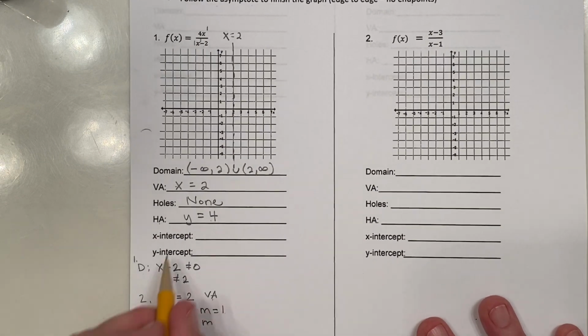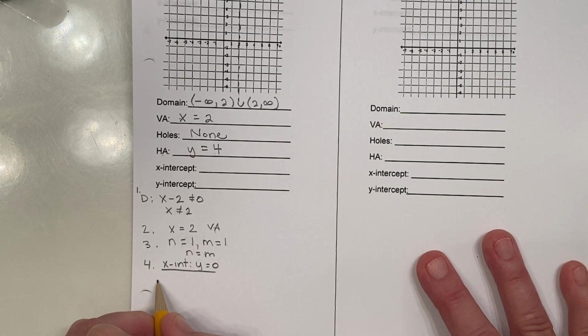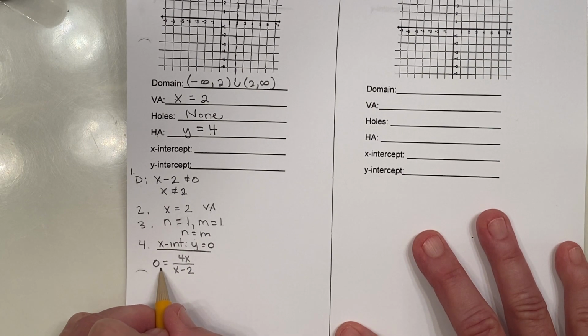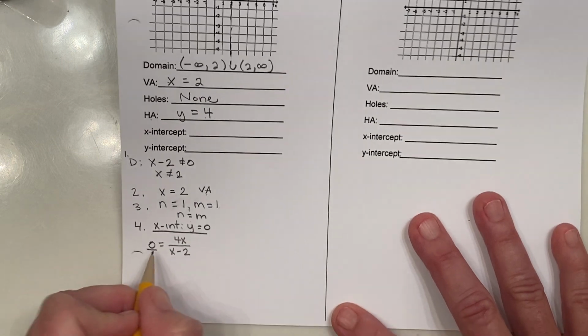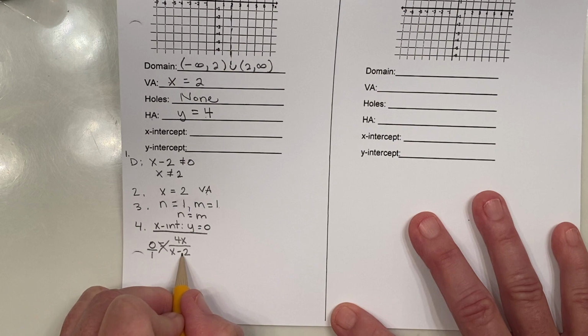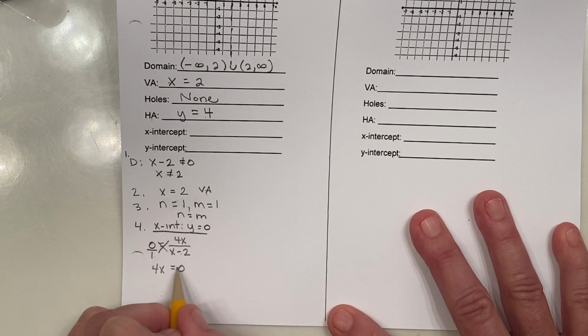All right, let's find the x-intercept and the y-intercept. The x-intercept is where y is 0. So let's go to the equation and let f of x be 0. This is a little bit new for us, and we may have solved one of these in the past, but for this problem I would put the 0 over 1, and I'm going to cross multiply. So 0 times anything is 0, and then 4x times 1 is 4x. So I get 4x equals 0.